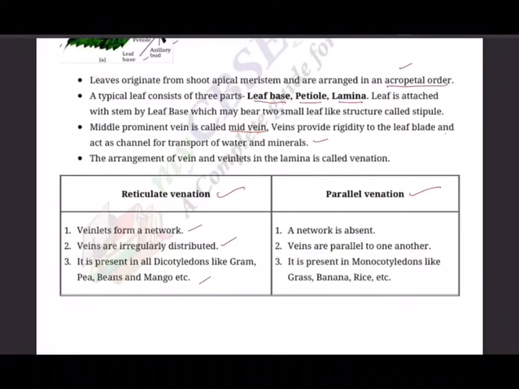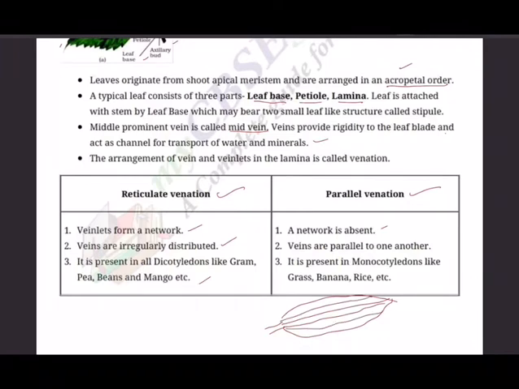And in parallel venation, a network is absent. There is no network. Veins are parallel to one another. Like if you are seeing a banana leaf, you must have observed the veins running like this. This is like railway lines, parallel venation like this.